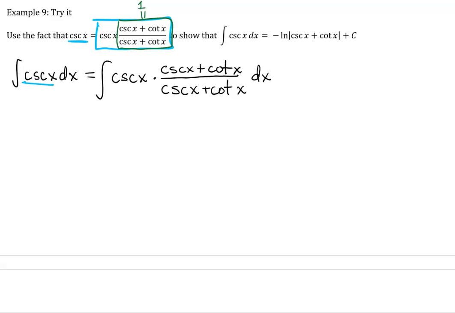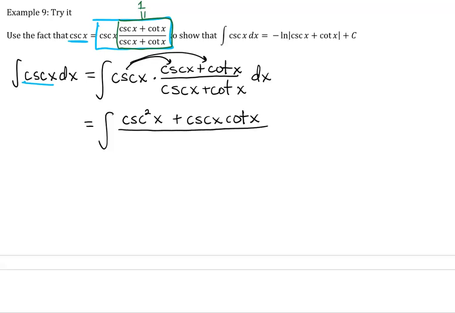Now I'm going to distribute this cosecant x out to the numerator. So I have the integral of cosecant squared x plus cosecant x cotangent x, and that's all over cosecant x plus cotangent x dx. And if you're wondering why I did that, well, for one, remember, we do not integrate over products. So there's no way I can start setting up this integral unless I have a clear substitution, which we do not. There's no way I can start setting up this integral with that product in there.